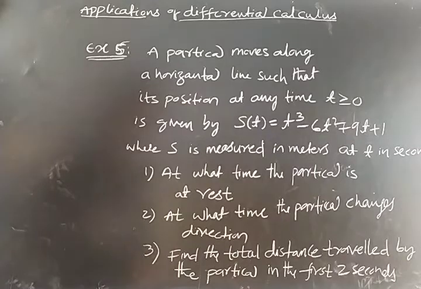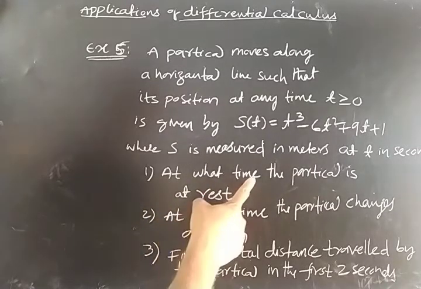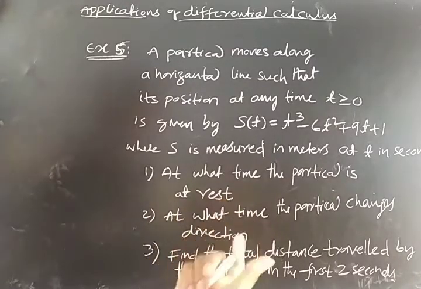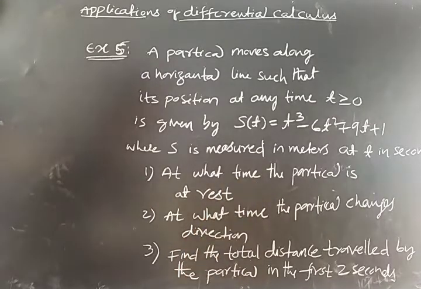Okay, first question. At what time is the particle at rest? You have to find the time when the particle is at rest. At rest means velocity will be 0. By taking velocity equal to 0, we can find the time.